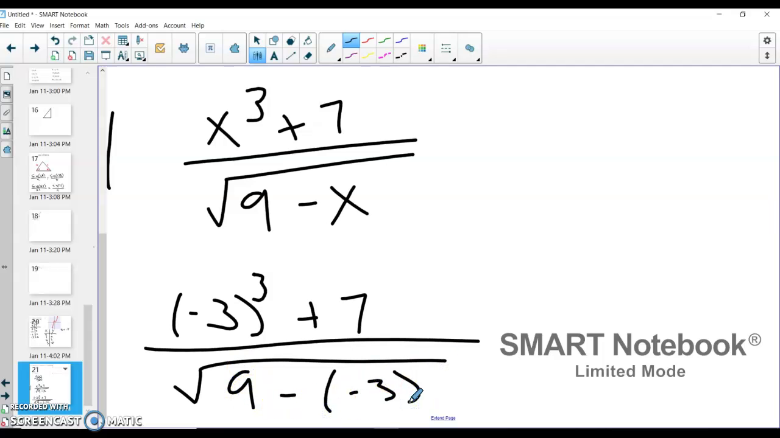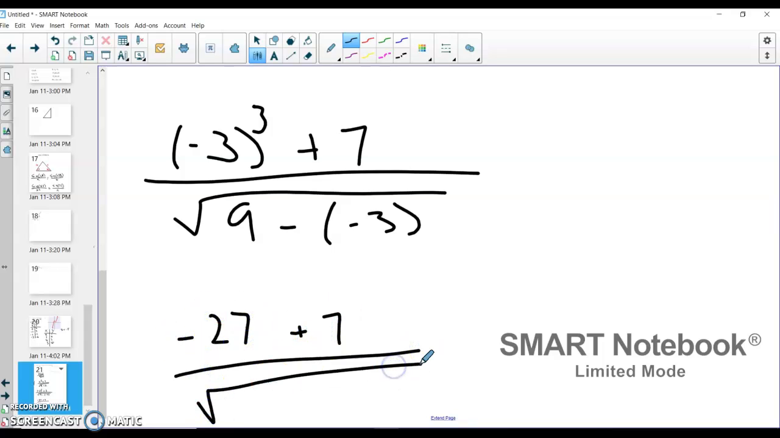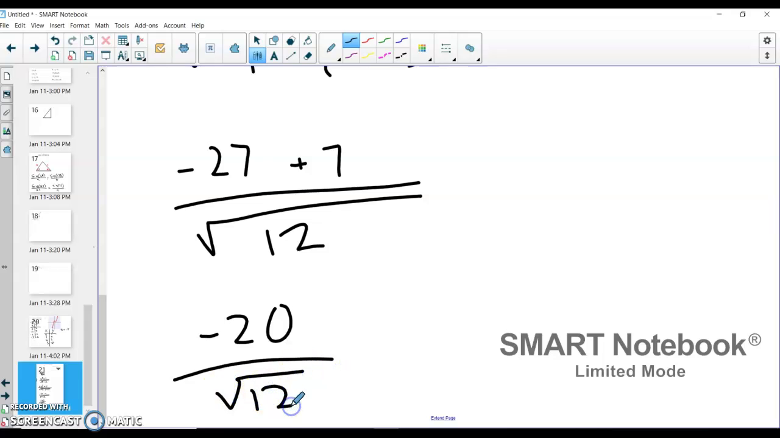Now, I kind of talked my way through this in the beginning already, but -3 cubed is going to give me -27 plus 7 over the square root of 9 minus a -3. That's the same thing as 9 plus 3, which is the square root of 12. Simplifying from here, -27 plus 7 is -20, and then over the square root of 12.